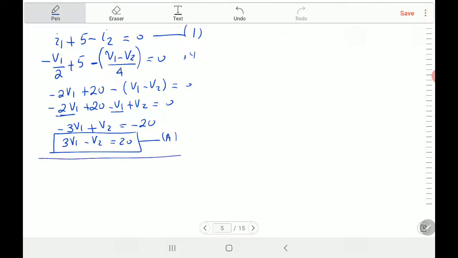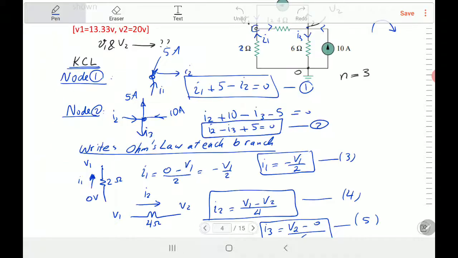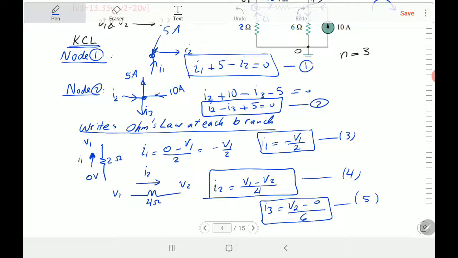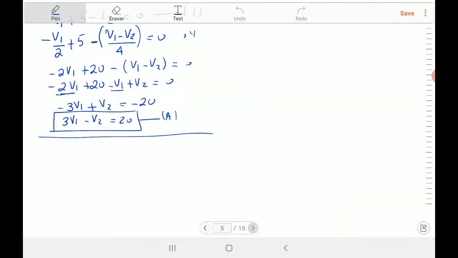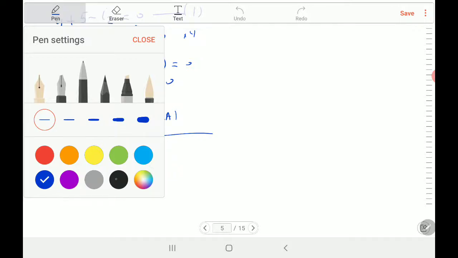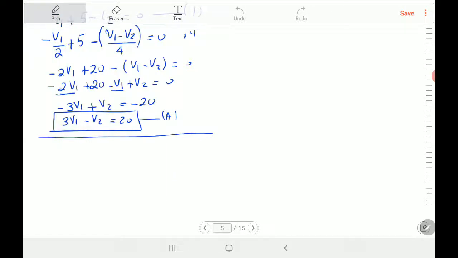All right. Now I have to go back to the second page. This equation I'll write on a piece of paper: I2 minus I3 plus 5 equals 0. I need I2 and I3. I3 is equal to V2 over 6. So I will go back here, make it a different color, and write equation number 2: I2 minus I3 plus 5 equals 0. That was equation number 2.